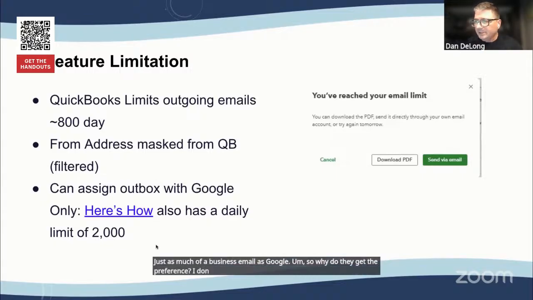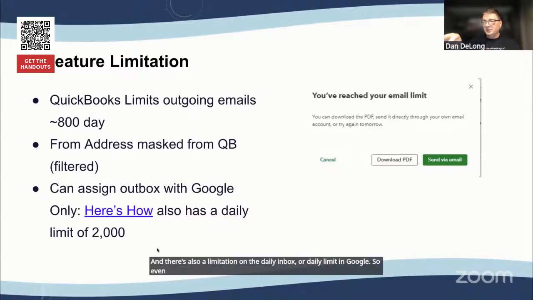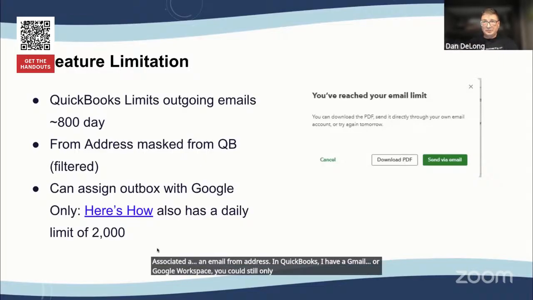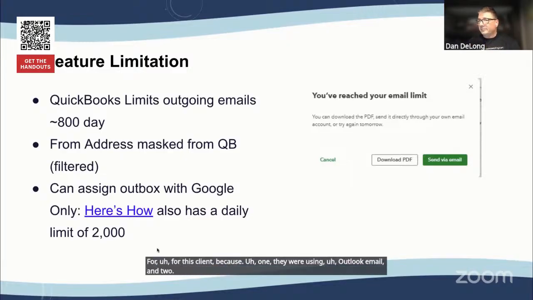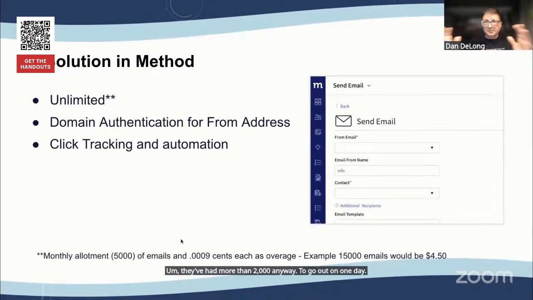I don't know. But there's also a daily limit in Google. So even if you have associated a Gmail or a Google Workspace from address in QuickBooks, you could still only send 2,000. This was not an option for this client because one, they were using Outlook email, and two, they had more than 2,000 anyway to go out on one day. So what's the solution, Yusuf, in Method?